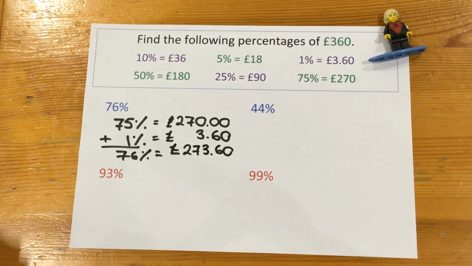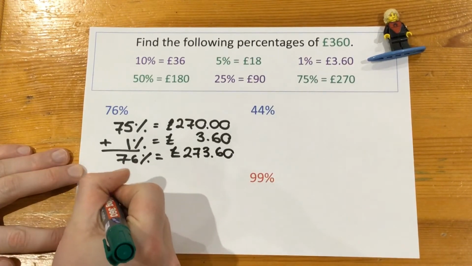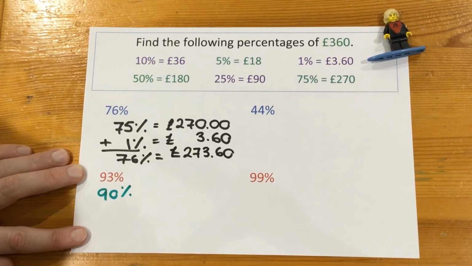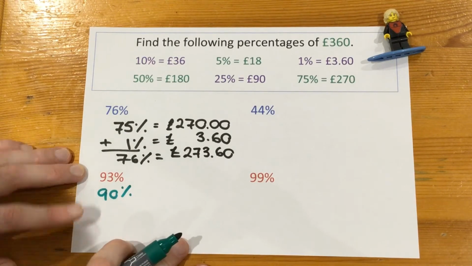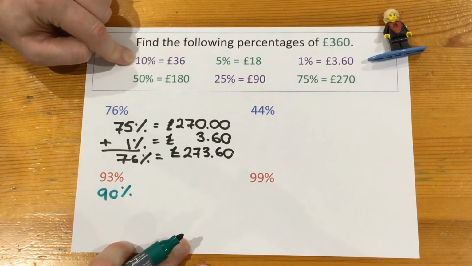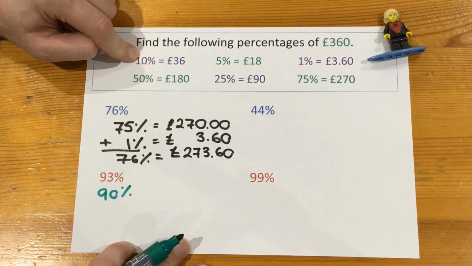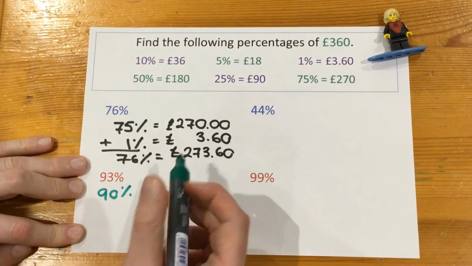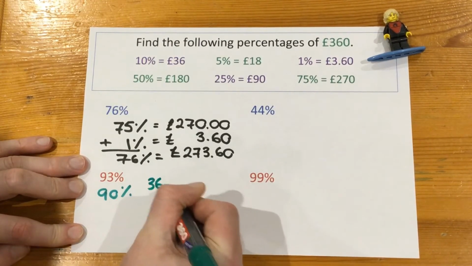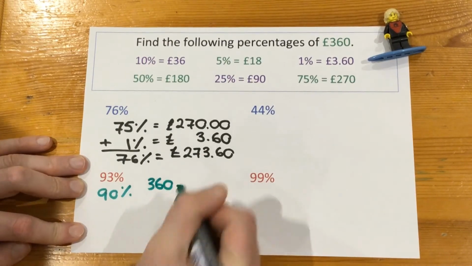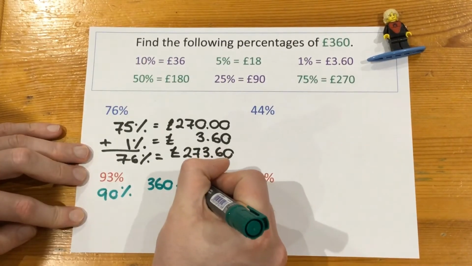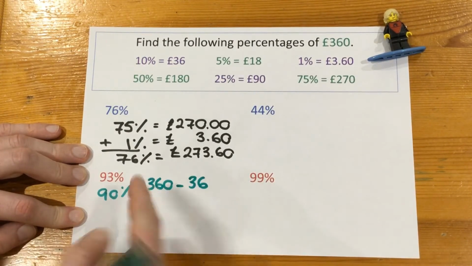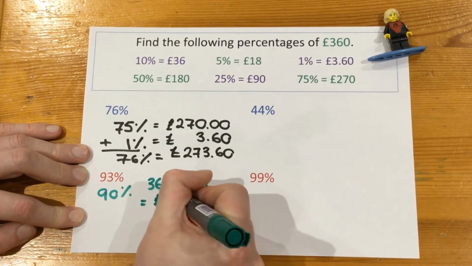93%. I would calculate this. I would work out 90% as a separate number, and I would work out 3% as a separate number. I'll work out 90% first, and the way I would do 90%, I could try and times 10% by 9 lots of 10%. I'm actually going to take 10% away from the whole number, the 100%. So to work out 90%, I'm going to do 360, which is the whole number, 100%, subtract your 10%, which is £36, giving me, take away the 30 is 330, take away the 6 is £324.